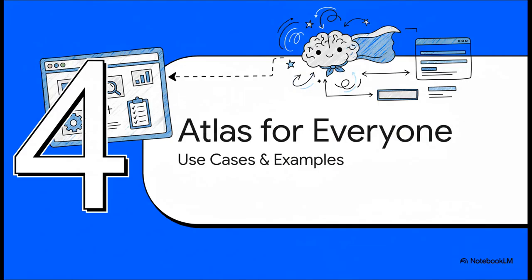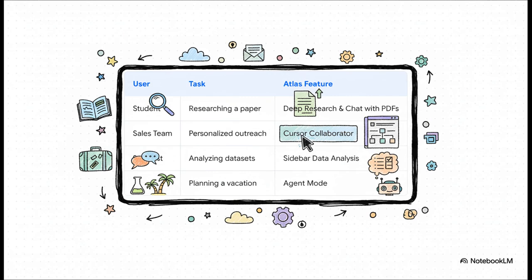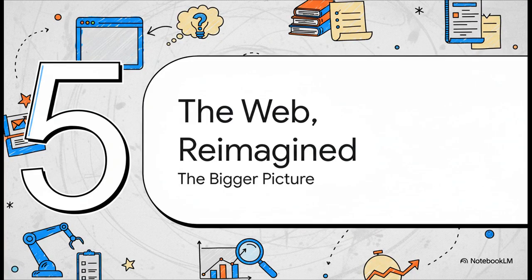So you might be asking, okay, that's cool, but who is this actually for? Let's run through a few examples of how different people could use a tool like this. Honestly, the use cases are all over the map. A student could literally have a conversation with their research PDFs. A salesperson could highlight a client's info and instantly draft a personalized email. A scientist could analyze a public data set without leaving the webpage. And yeah, as we just saw, a parent could plan a whole family vacation with one command. It's incredibly flexible.